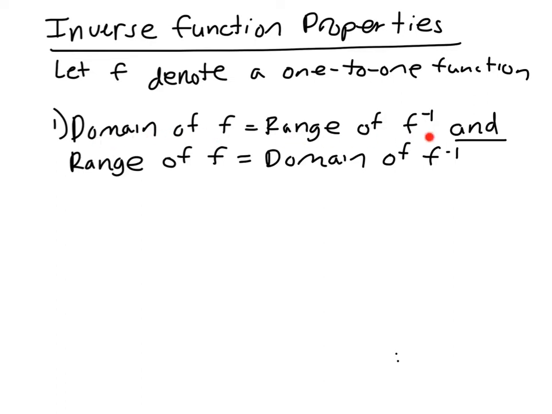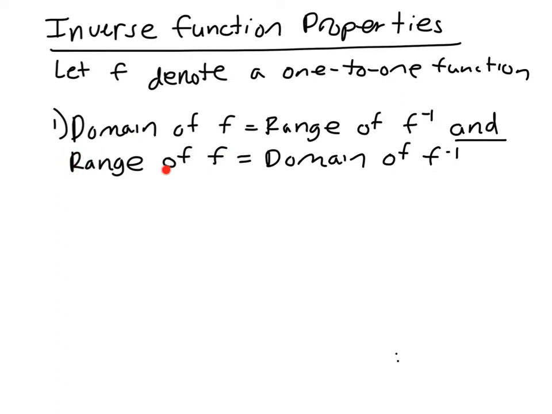All right, the first property is that the domain of f equals the range of f. And this makes sense because, when you're thinking about an inverse function, an inverse basically inverts x and y. So all the values of x that were allowed to go into the function f now equal all the values of y that are allowed to go into the function f inverse.